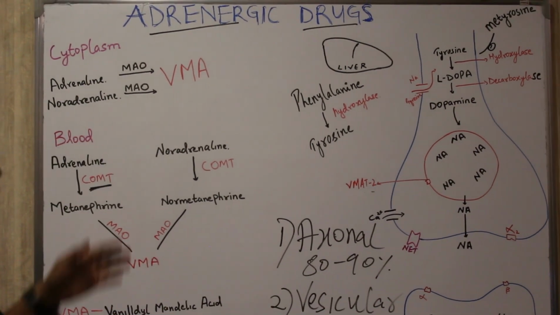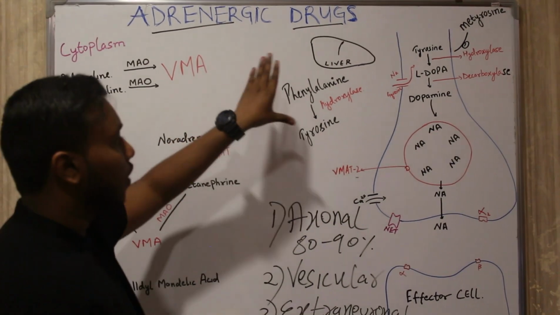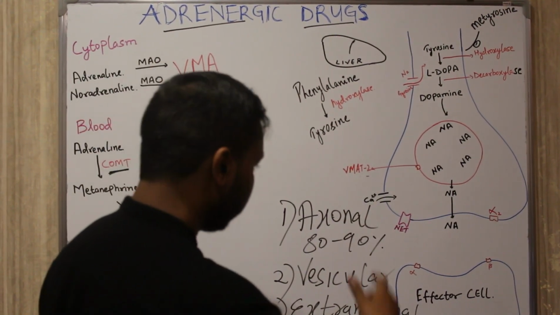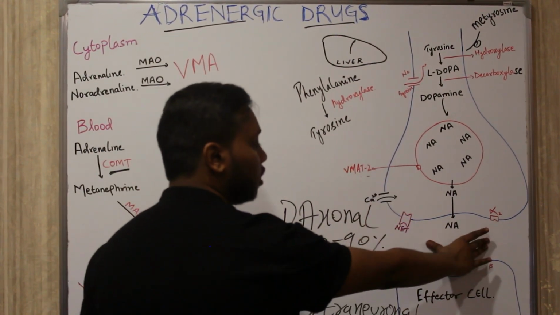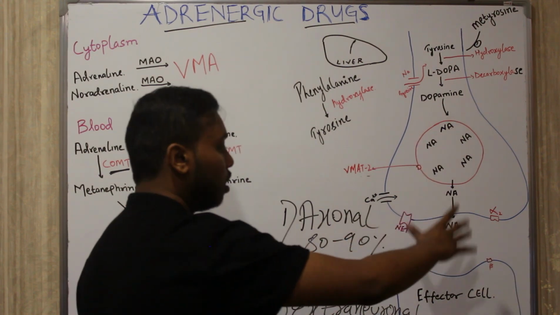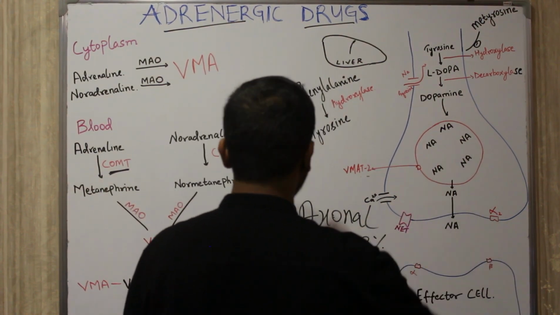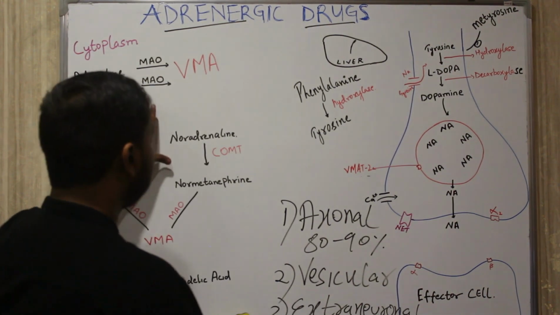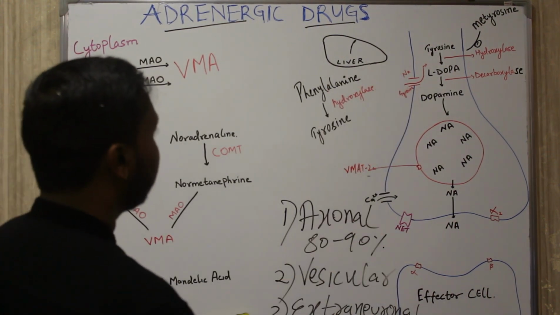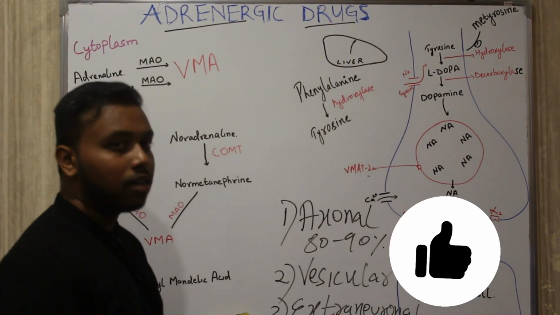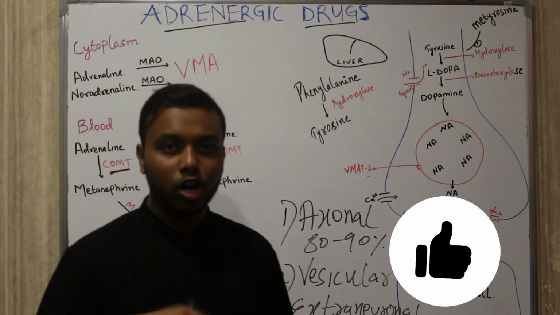So we discussed the synthesis of the catecholamines. We discussed the way they are sent into the synaptic cleft and the way they are transmitted. We discussed the reuptake and we discussed the metabolism. So this is all in general about adrenergic transmission, and about the receptors and the adrenergic agonists we'll talk in the next video.